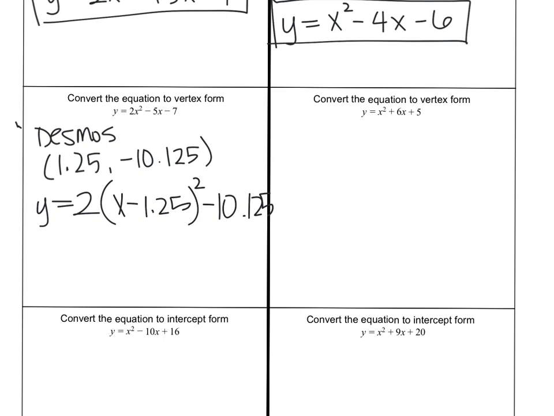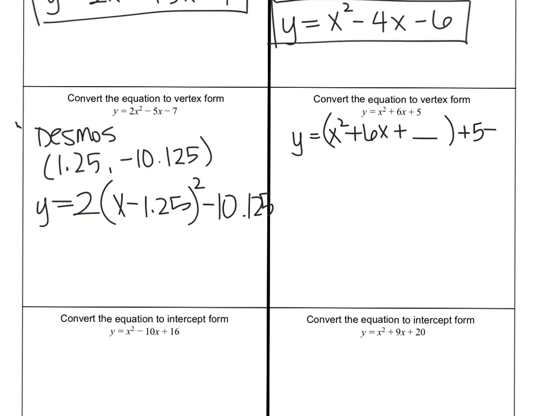Our other option is to do it algebraically using completing the square, which is really only useful if you have a quadratic whose leading coefficient is 1. Otherwise, it gets a little bit more difficult. Okay. So first, I'm going to break up the x terms from the constant, and I'm going to put it in parentheses. So we have x squared plus 6x in our parentheses, and then our 5 outside of it.